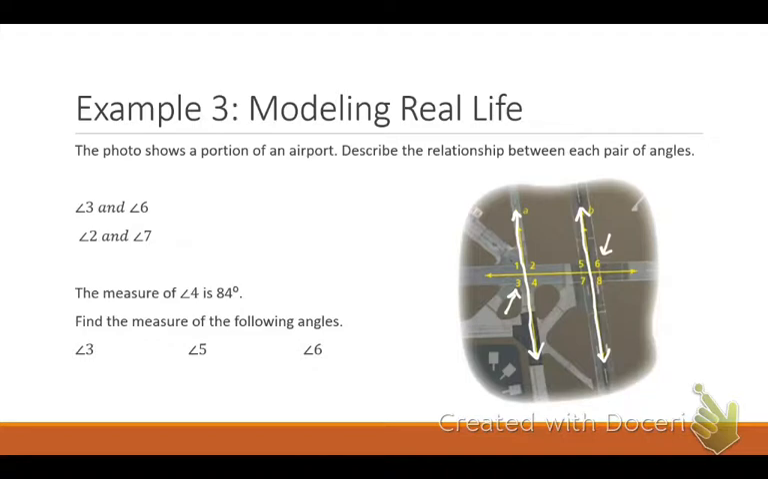Noah, what do you think? What kind of relationship does angle 3 and 6 have? No, that's not an angle pair. Colin? Yep, what was that word before it? Alternate exterior. Do you guys see how they're on opposite sides? Angle 3 is on the bottom. Angle 6 is on the top. And they're on opposite sides of the transversal. So 3 and 6 are alternate exterior.